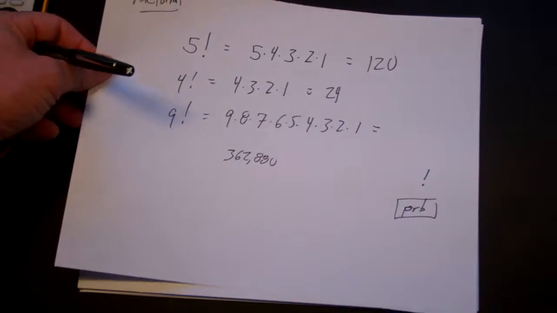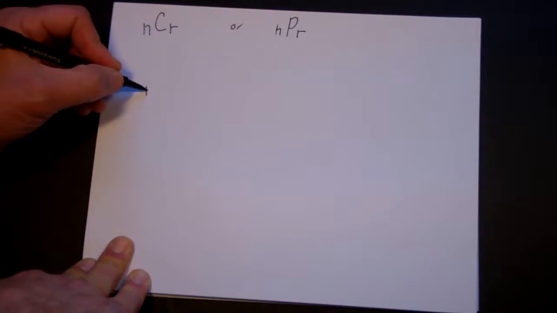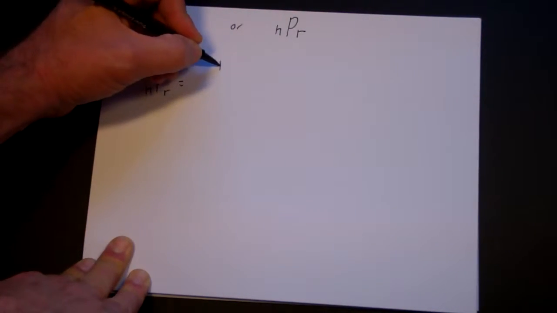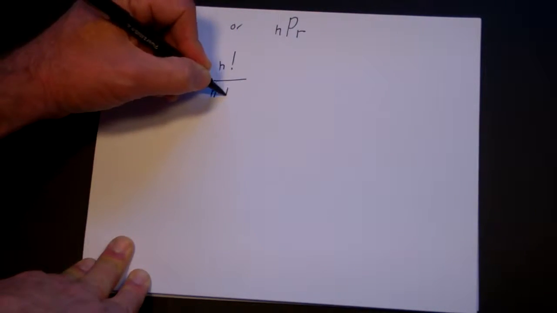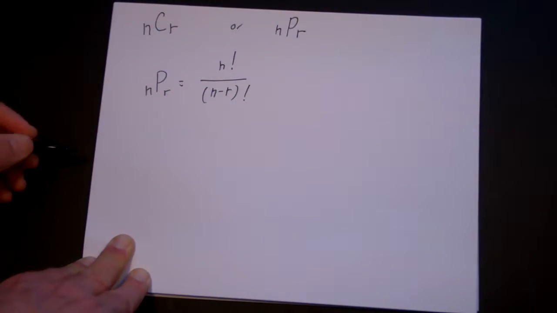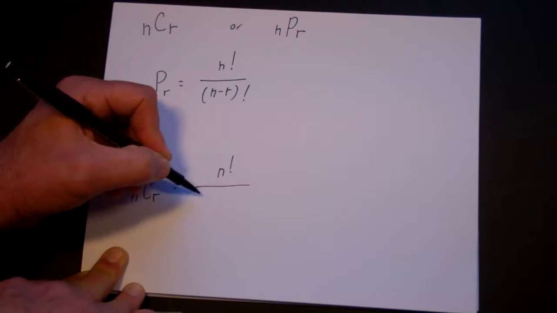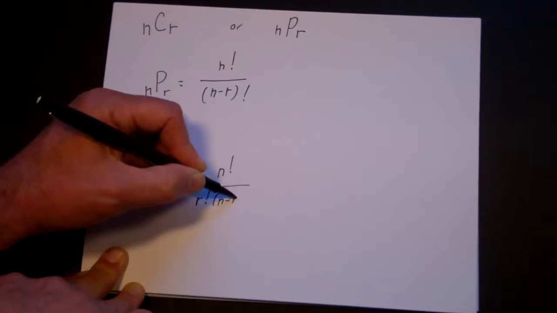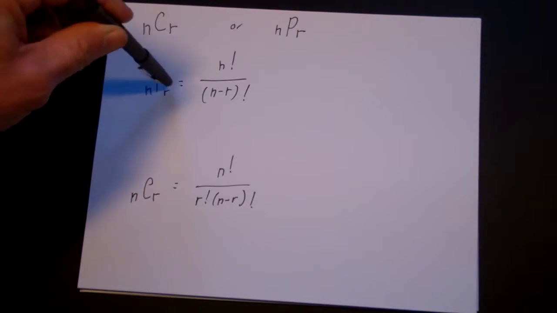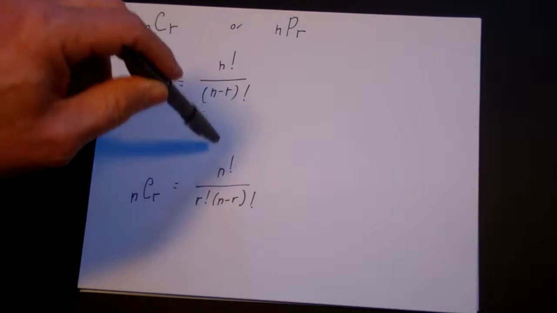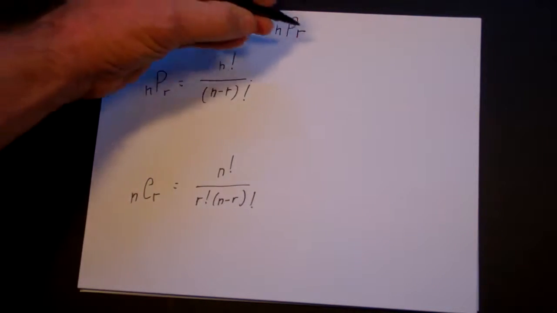The other notation we'd like to look at is usually written nCr or nPr. These are just two formulae that you want to memorize. So nPr is defined as n factorial over n minus r factorial, and then nCr is defined as n factorial over r factorial times n minus r factorial. So they're very similar. The difference is nPr doesn't have an extra term, where nCr has an extra term right here.